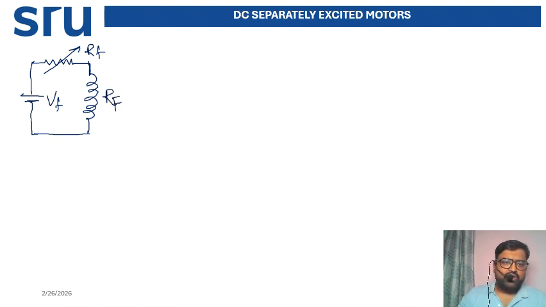And what will happen? The armature winding is presented here. In the armature winding, there is an armature resistance, there is an armature, and it is connected to the load.